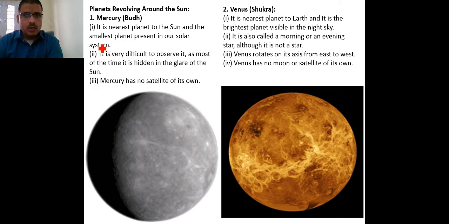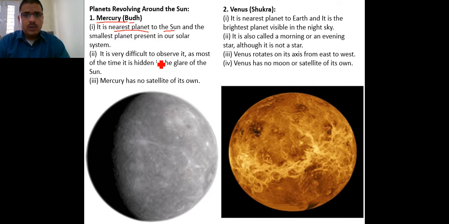Now here you can see that Mercury, in Hindi, is called Buddha, and it is the nearest planet to the sun and the smallest planet present in our solar system. There are eight planets present. Out of those eight planets, Mercury is the nearest planet to the sun, as well as the smallest planet present in the overall solar system.